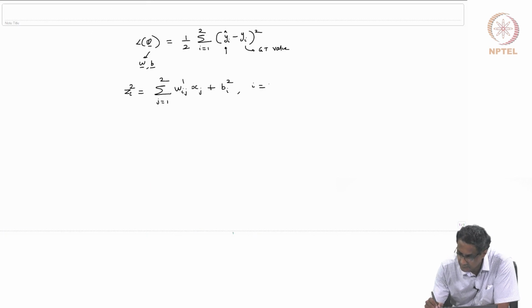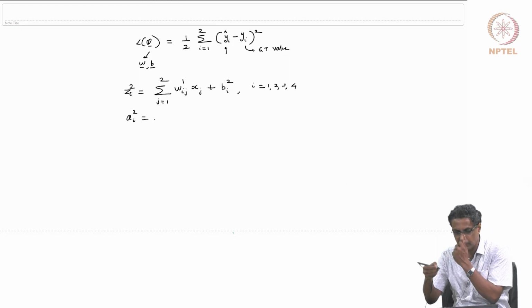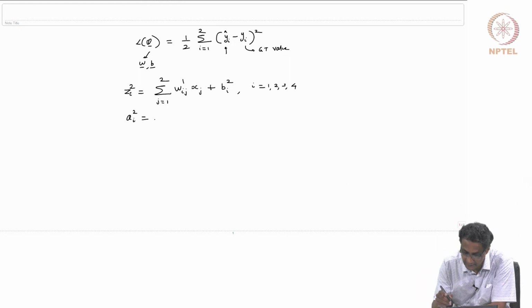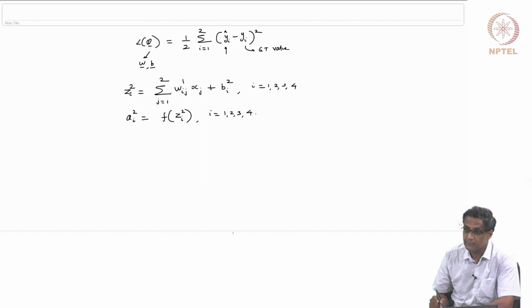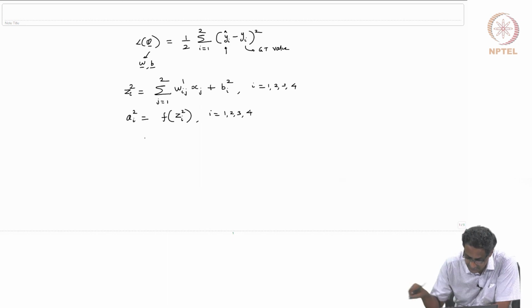So I goes from 1, 2, 3 and 4, and then you can write down ai2. This is applicable to any neuron in that layer, and ai2 will be simply some activation function applied on Zi2, and again I goes from 1 up to 4. Similarly, we can write down Zi3 perhaps, the layer coming up next.